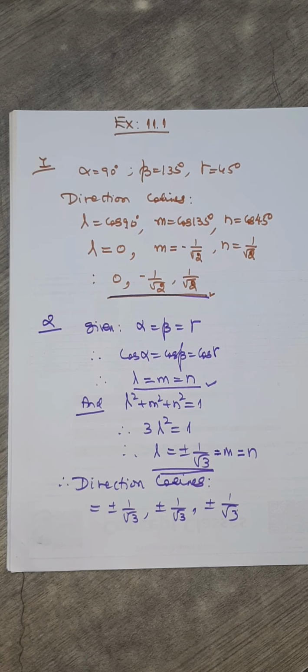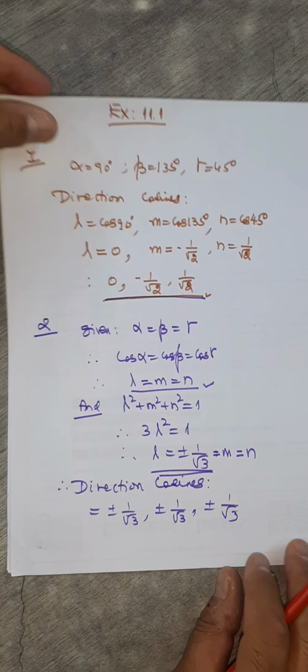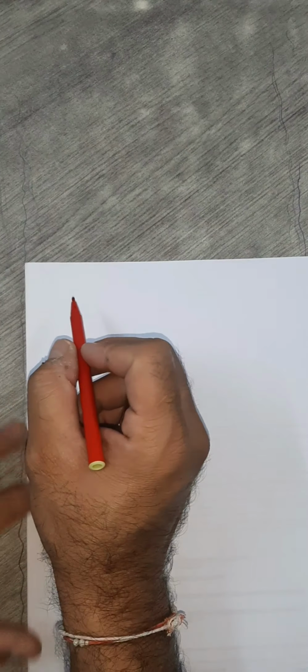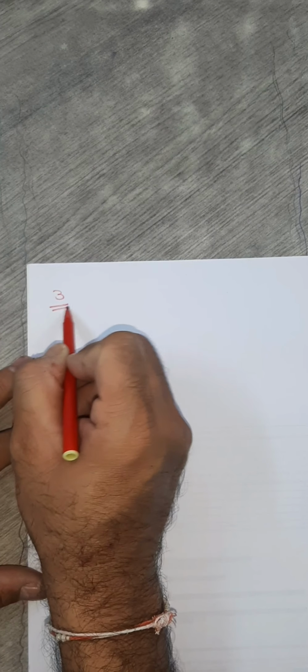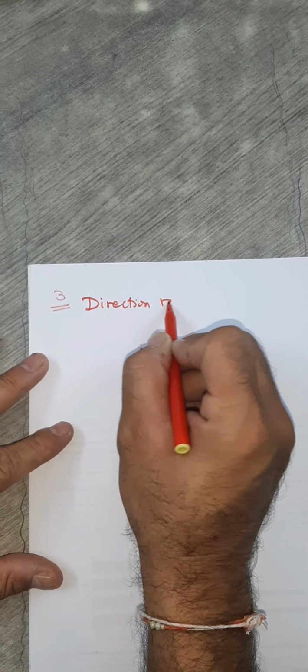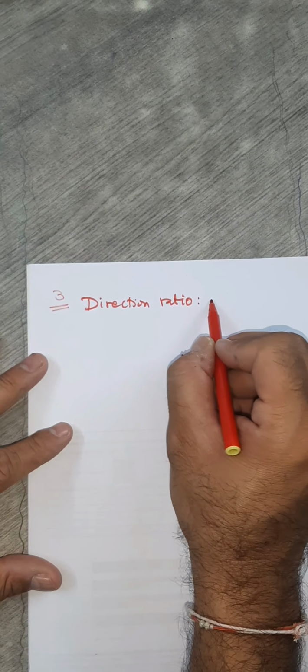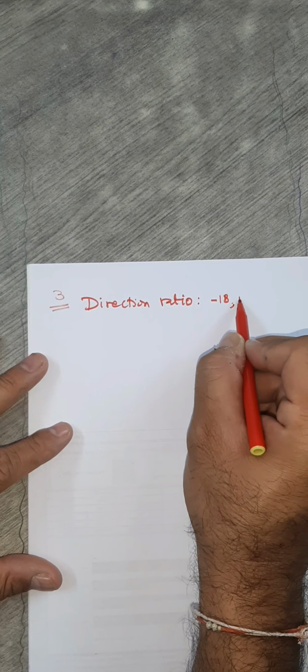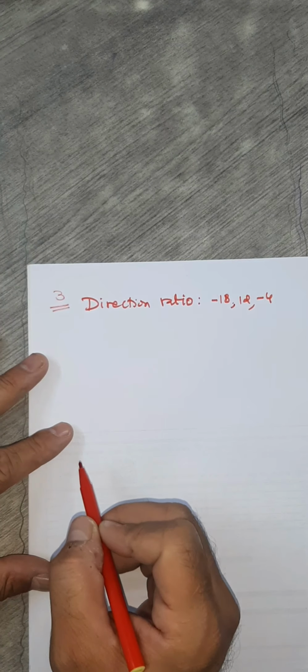Next question: if the line has direction ratios, what are the direction cosines? Direction ratios means just the direction of the line, remember. And what do we understand by direction cosines? Unit vector. So you just need to make it unit, nothing more than that. So here what is given to you? Direction ratios, that is minus 18, 12 and minus 4.